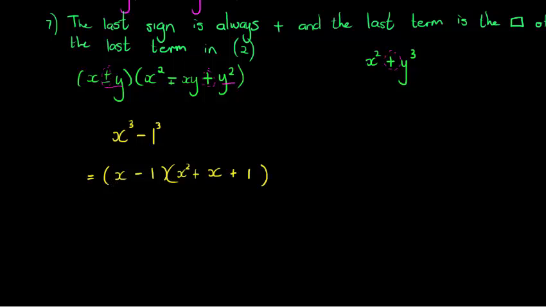So let me actually make it a bit more complicated. Let's take something like 18x to the power of 6 minus, let's say 54.